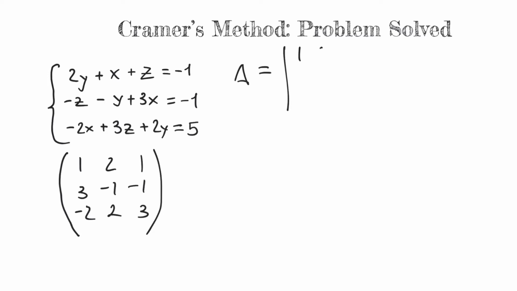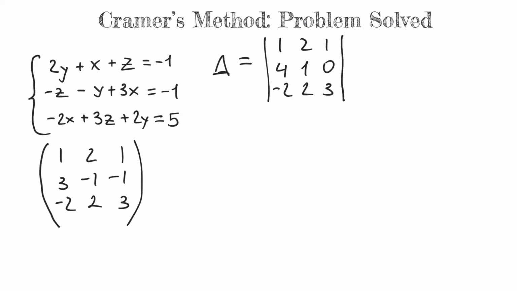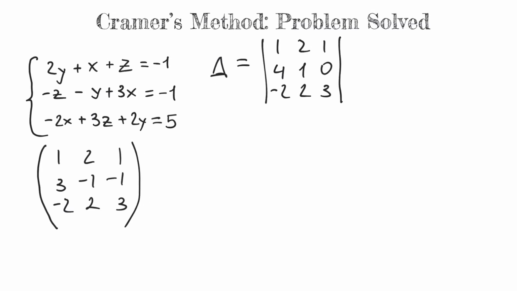And this will not change the first row, but the second row is now going to look like this. So it's 4, 1, and 0. The third row remains the same, so it's -2, 2, and 3. Now our calculation is greatly simplified since we only have to calculate two coefficients.